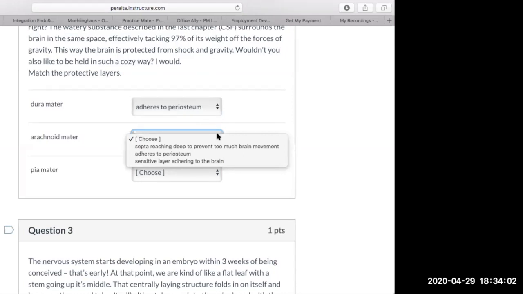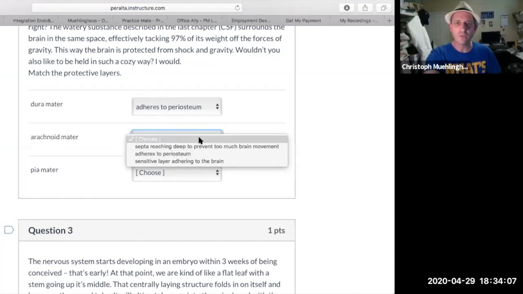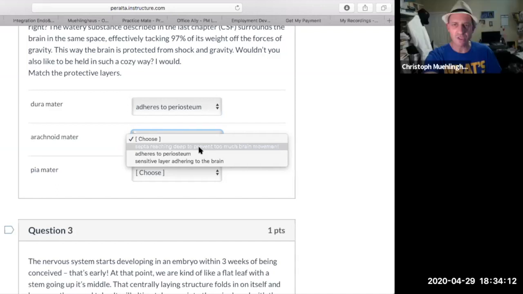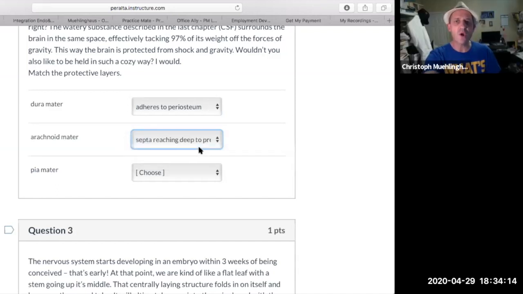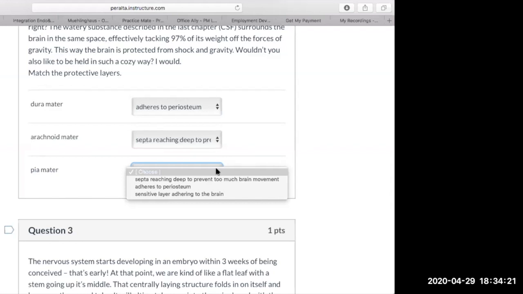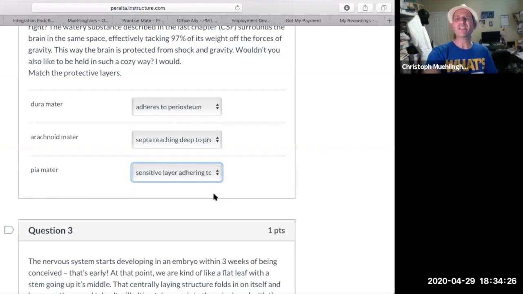Okay, it's the second one. This one, though. This one? The deep. No, I mean the first. Sorry, the deep septa reaching deep? Yes. Okay, that's arachnoid. Arachnoid means spider. So that's the spider legs. And then the pia? It's the sensitive layer adhering to the brain. Right. So when you take a brain out, it has a shiny film around it, like when you take a muscle out of a chicken, and that shiny layer is the pia mater.